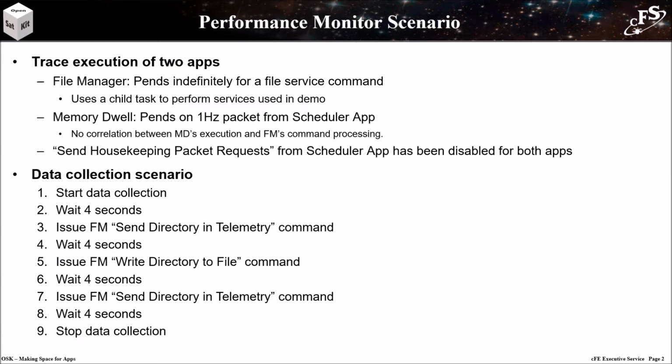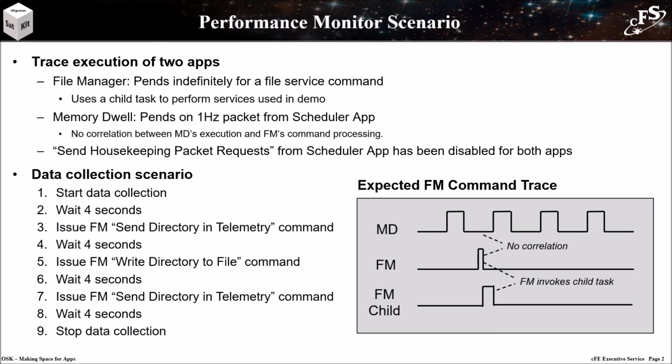The send directory command in telemetry only sends 20 file entries in a packet, so it should execute faster than writing the entire directory to a file. For each command, we should see FM's execution go active, immediately followed by the child task execution. Note that the Memory Dwell 1 Hz signal is asynchronous to the command being received by File Manager.